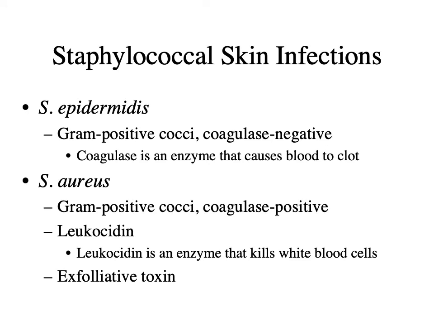Let's talk about some specific things that can cause skin infections. The two most common are staph and strep. We'll do these one at a time, and let's start with staph. Staph comes in different levels of pathogenicity depending on the species. So first we have Staphylococcus epidermidis. This is gram-positive. All staph is gram-positive. This is definitely Staphylococcus, so that makes sense with the name.